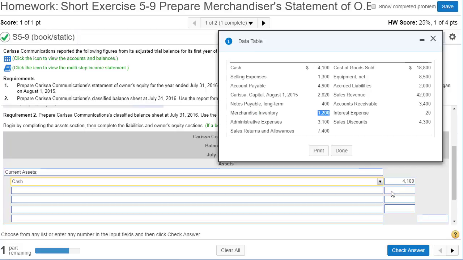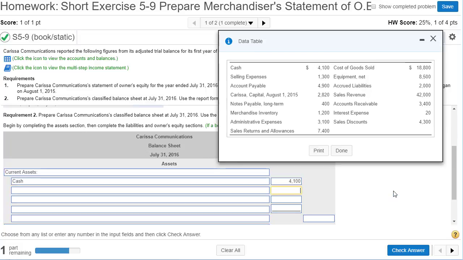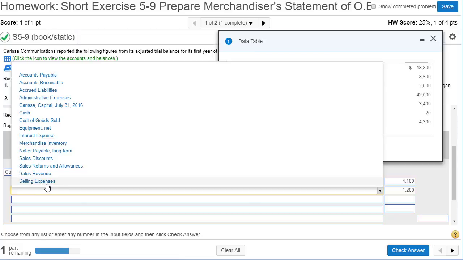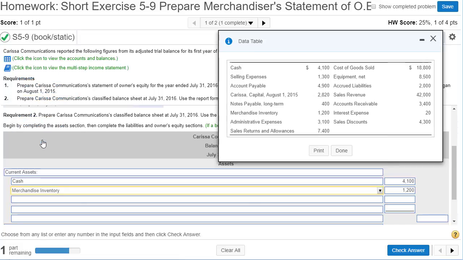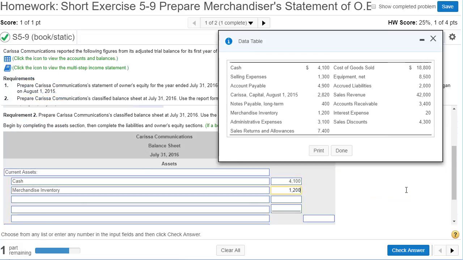So this is what's going to be different about a merchandiser's balance sheet. They're going to have this new account called merchandise inventory. And of course, that's the cost of the inventory. And by cost, we mean cost to this company, not to the consumer that they hope to sell it to.